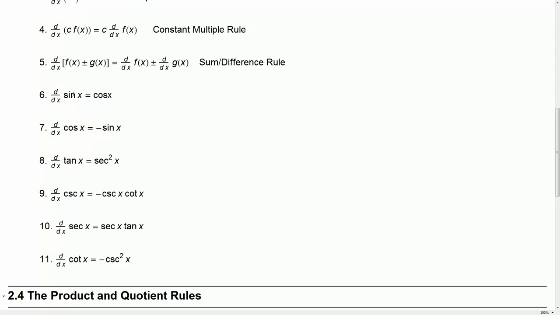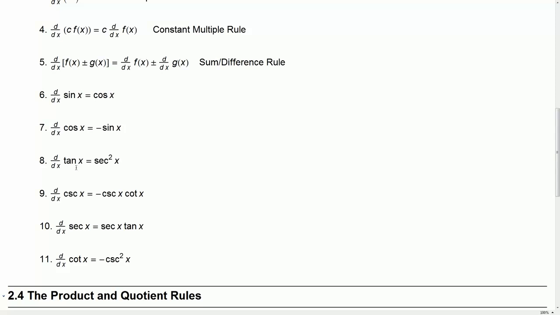Okay, these next couple of derivative rules are actually going to come later in the book, but I went ahead and included them now. The derivative of the sine function is the cosine function. The derivative of the cosine function is negative sine. So the derivative of cosine x is negative sine x.